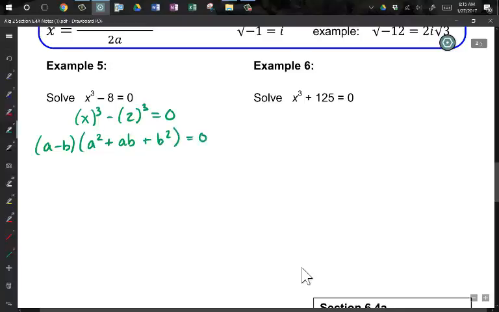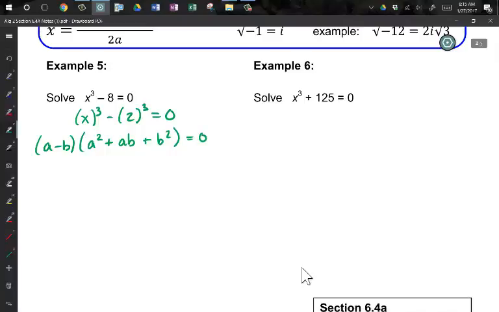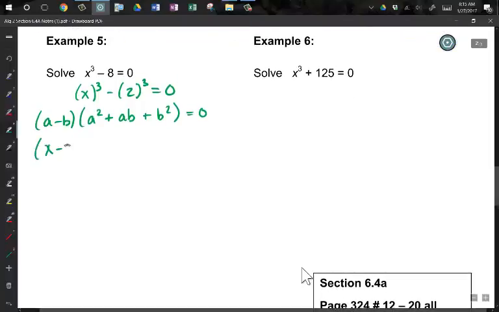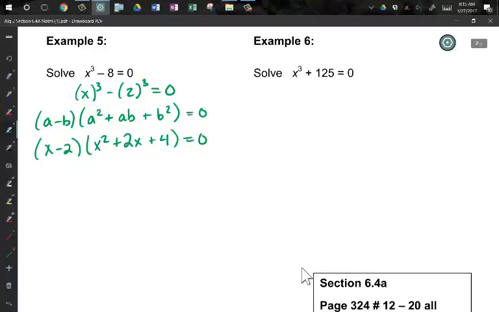And I think if you write that problem down each time we're doing our homework, by the end of the homework assignment, you'll know the formula. I would really encourage you to do that. So let's fill them in. X minus 2. X squared plus 2x plus 4 equals 0. Pause for a second. Any questions? Does it make sense? How many factors do I have? 2 of them.